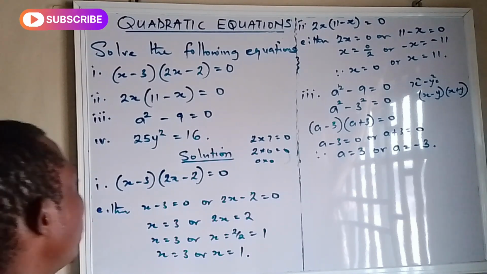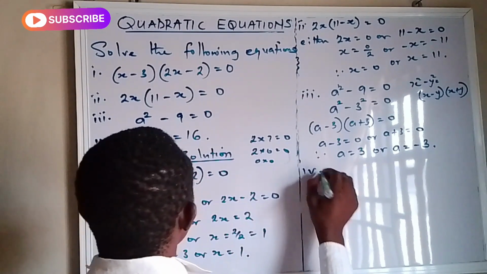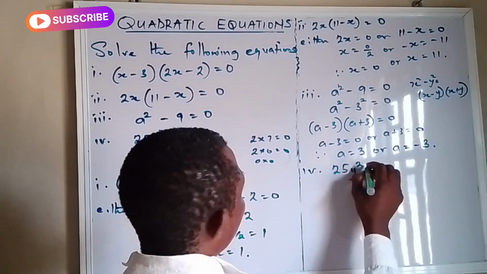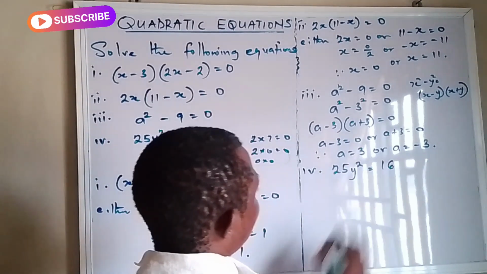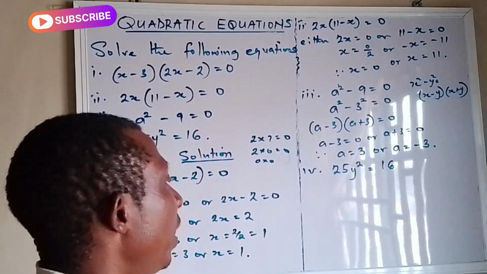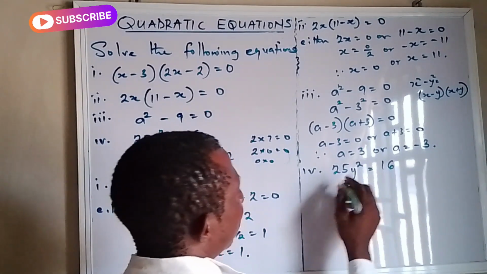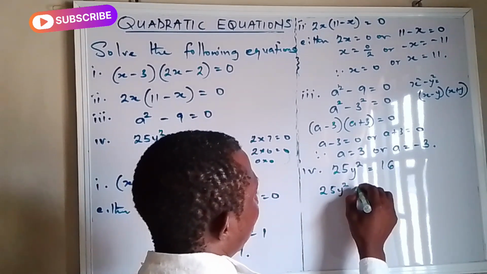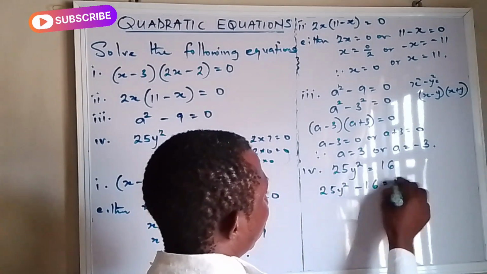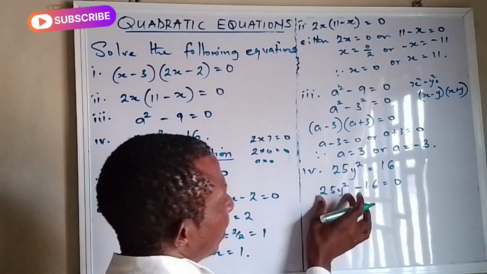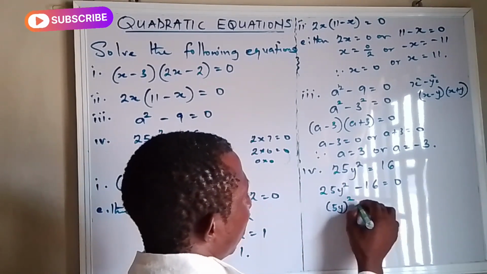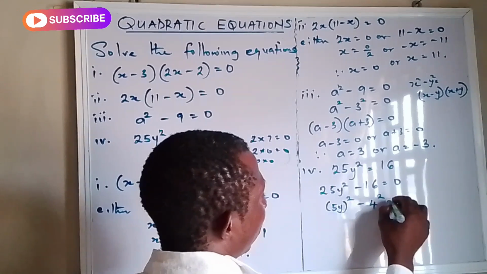Let's look at the last one. We have 25y squared = 16. Okay, so here you can bring this one to this side. We have 25y squared - 16 = 0. So this can be written as (5y) squared - 4 squared = 0.